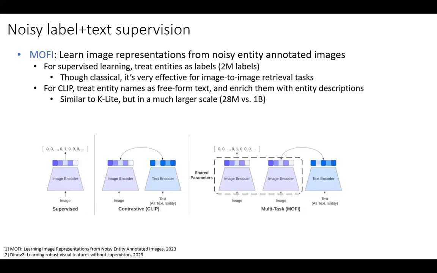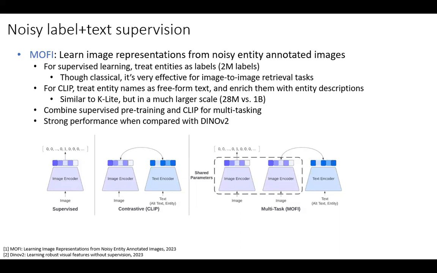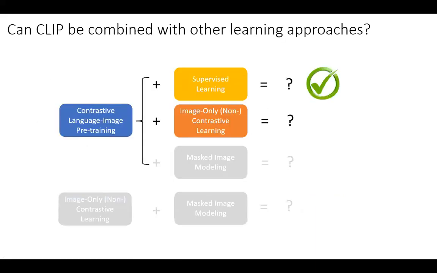And then for CLIP, we can treat the entity name as free-form text, as we usually do for all the CLIP model training. And then we can also enrich them with entity descriptions. So this is an idea very similar to Pali, but now at a much larger scale. And then they also combine supervised pre-training and CLIP for multitasking, and they show strong performance to learn an image backbone, with performance even better than the DINOv2 paper. So I think the combination of CLIP and supervised pre-training is positive, right?